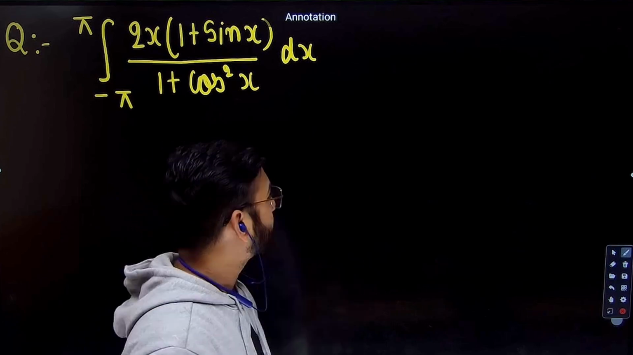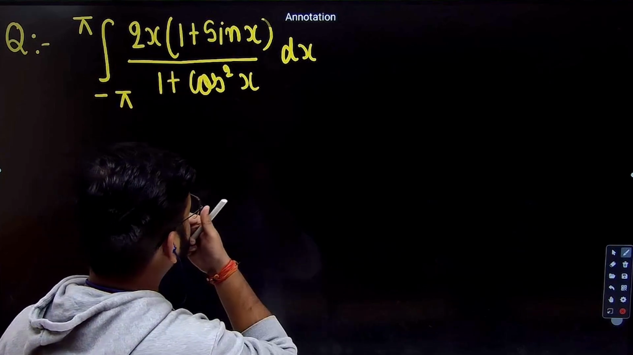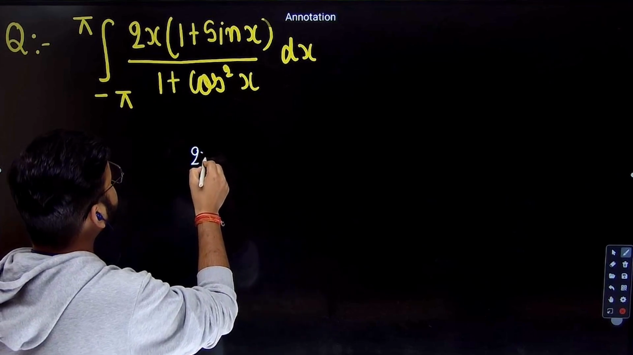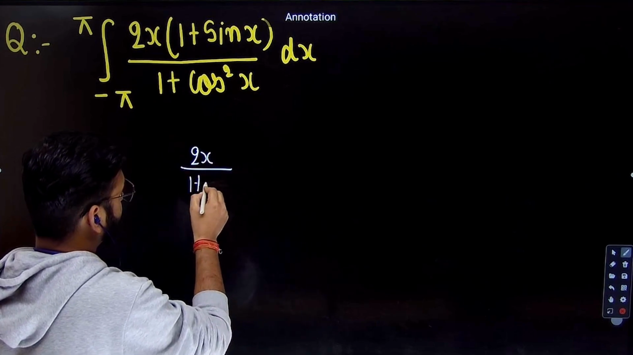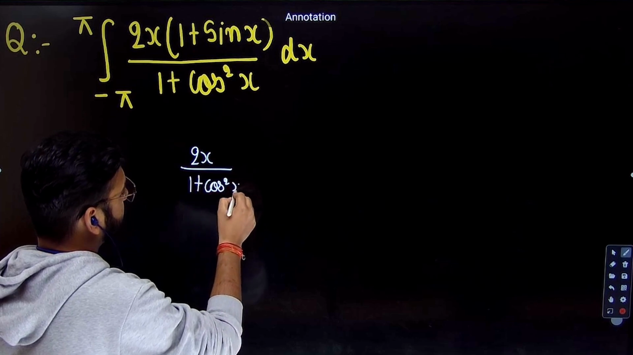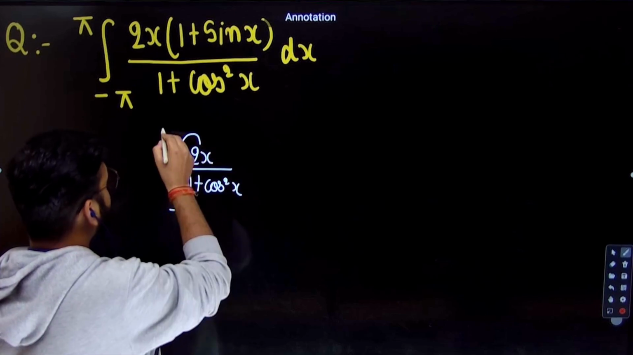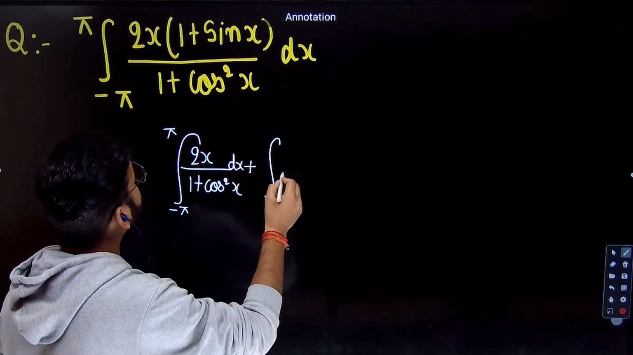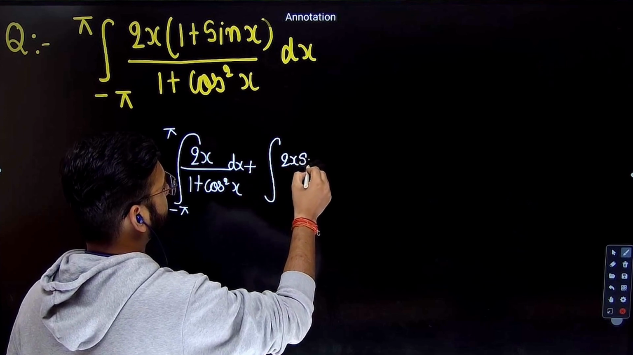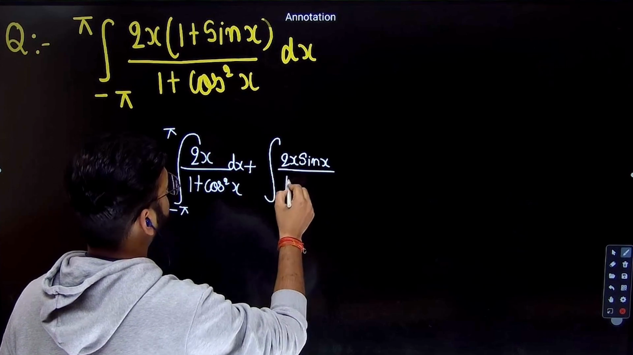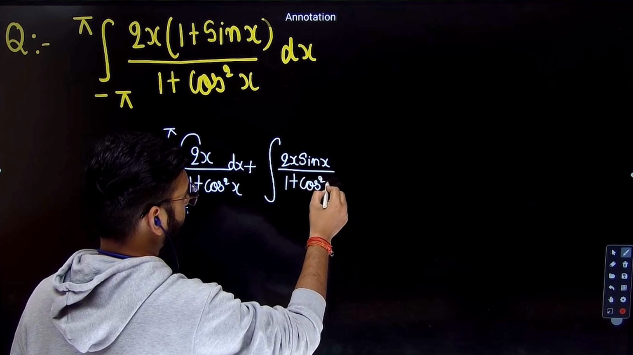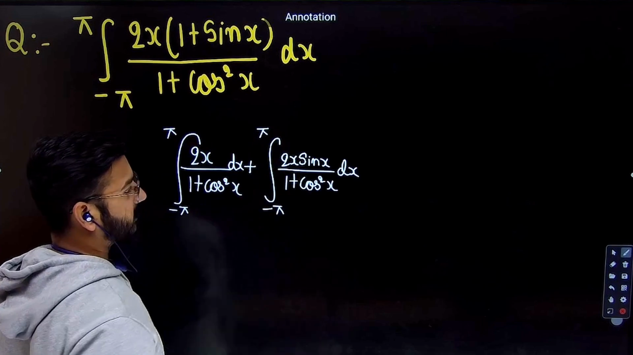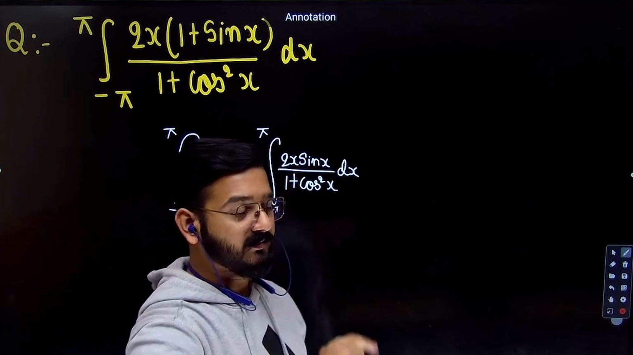Let's start solving it. So first, I will open the bracket. The moment I open the bracket, it will be the integral of 2x divided by 1 plus cos square x from minus pi to plus pi, plus the integral of 2x sin x divided by 1 plus cos square x dx, from minus pi to plus pi, right? I divided the integration into two separate parts.